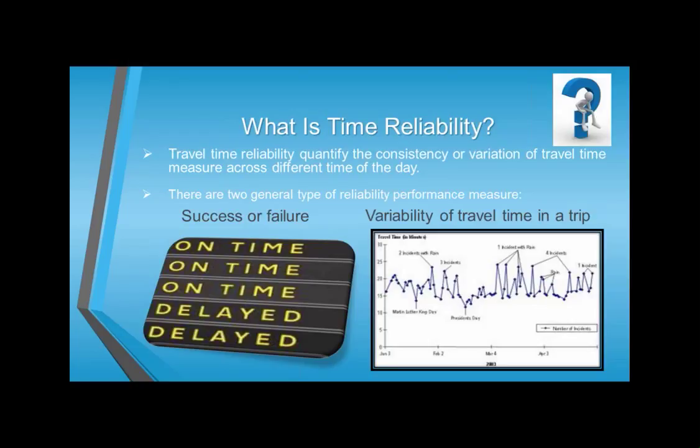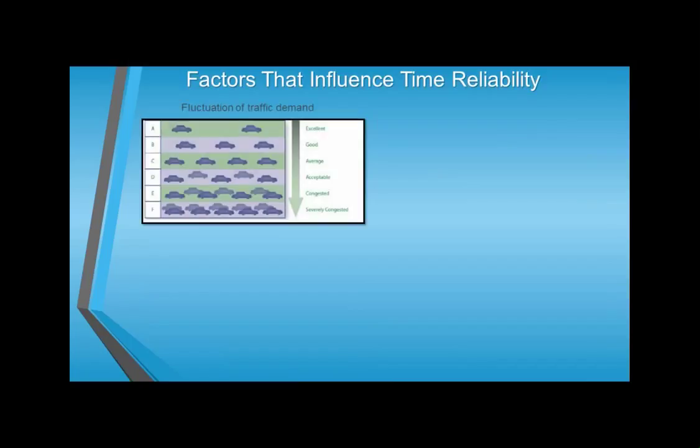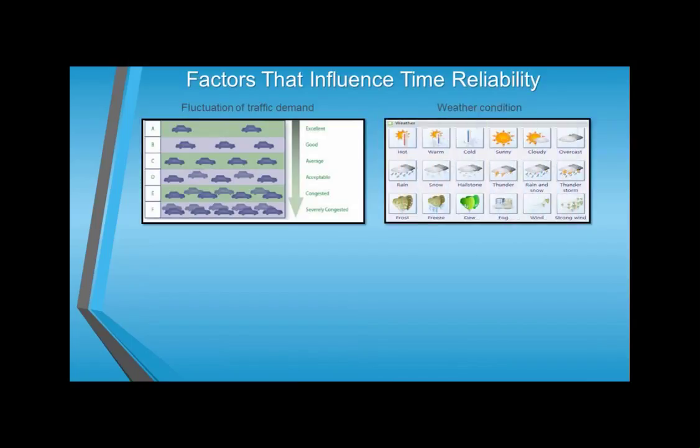There are some factors that influence travel time reliability, and one of them is the traffic demand fluctuation. Because of the variation of volume daily, some days have higher volume than others, and we expect those days to have higher congestion. We also take into account the weather condition, especially when the visibility is low due to precipitation because of rain, snow or smoke, because the drivers tend to slow their speed and increase the headway distance between each other.